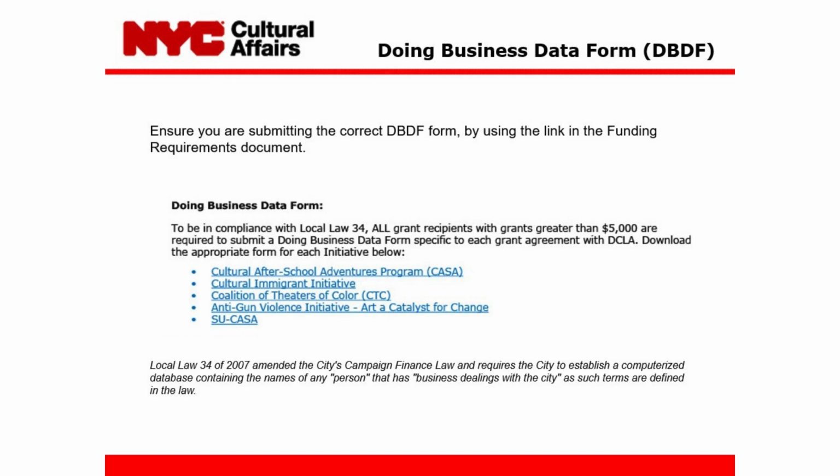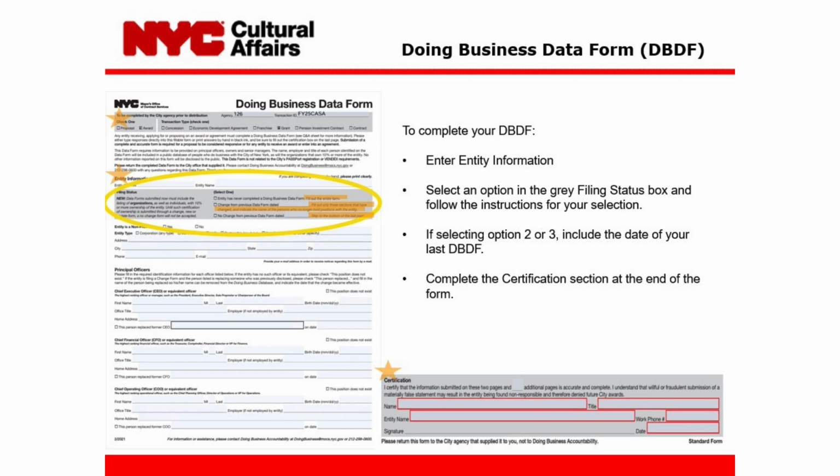Please do not do a Google search for the Doing Business Data form or upload a version of the form that you have submitted to a different agency or even a different DCLA grant. Be sure to select and use the appropriate form linked in this funding requirements document. We are not able to accept incorrect versions, and if needed, we will come back to you with a request to submit the correct form, and this will slow down your payment process.